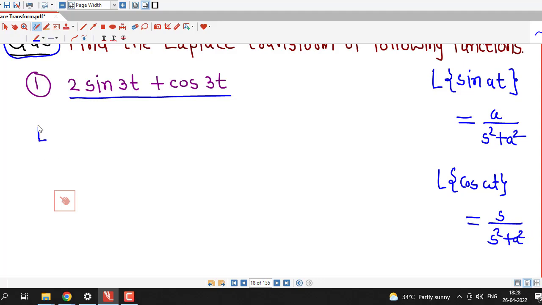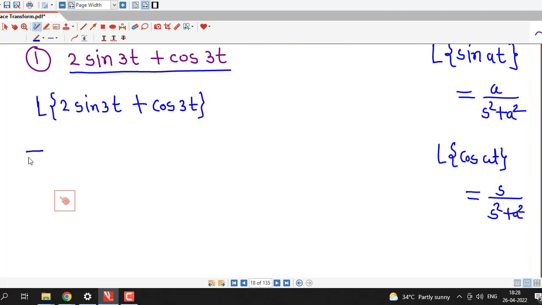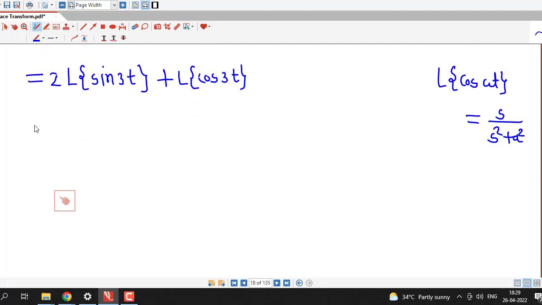So using these two formulas with linearity property, we can easily find out Laplace transform of this function 2 sin 3t plus cos 3t. Laplace transform of this function is equal to 2 times Laplace transform of sin 3t plus Laplace transform of cos 3t. This we can write using linearity property of Laplace transform.